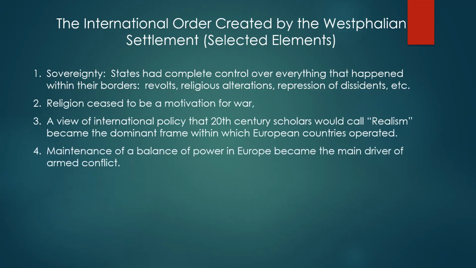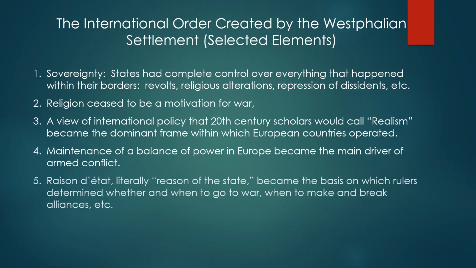The maintenance of a balance of power in Europe became the main driver of armed conflict. And then raison d'etat, literally reason of the state, became the basis on which rulers determined whether and when to go to war, when to make and break alliances, and so forth.